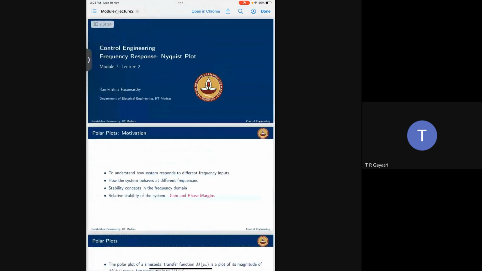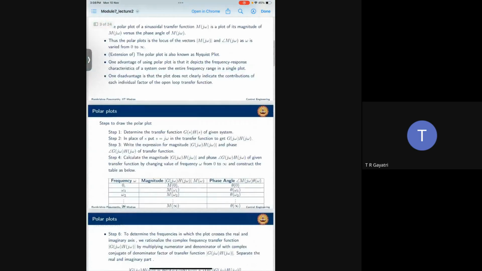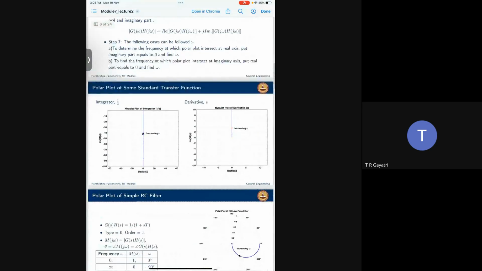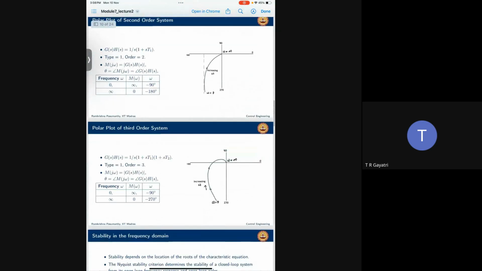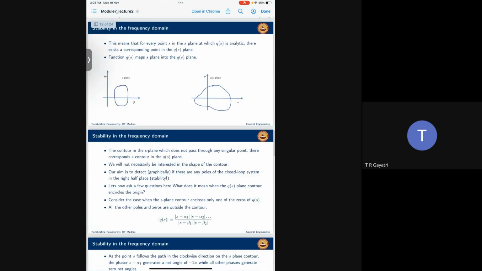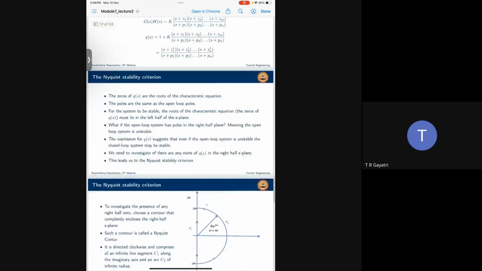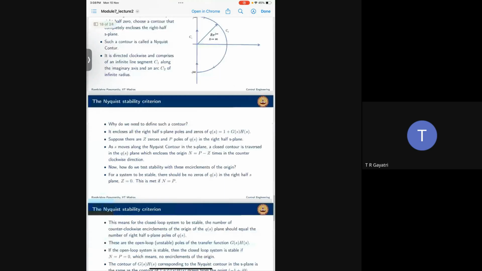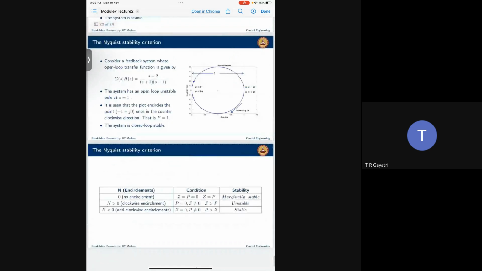Lecture 2 is about the Nyquist plot. Okay, let me go through all this once. Stability, frequency, stability criterion, what they cover. Okay.